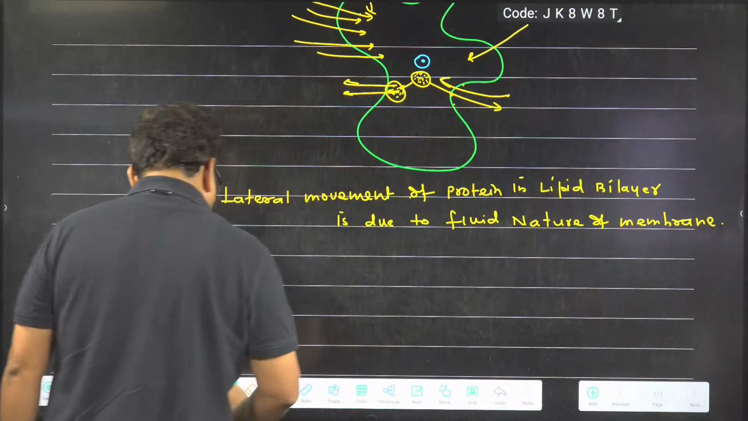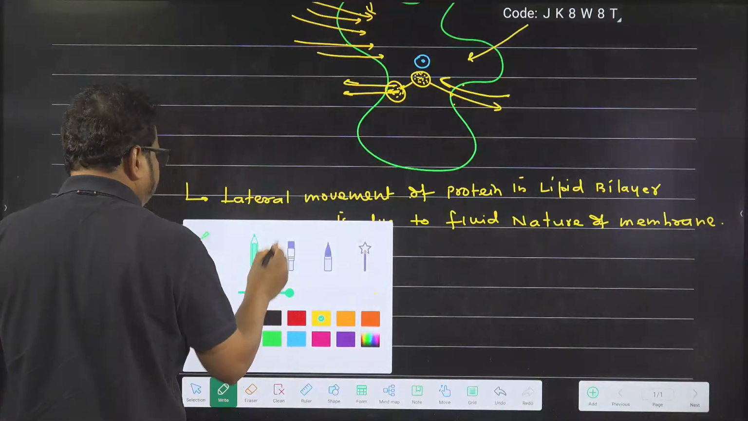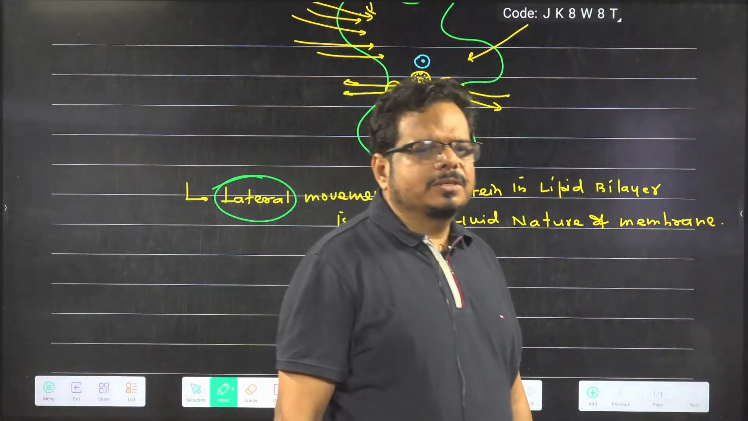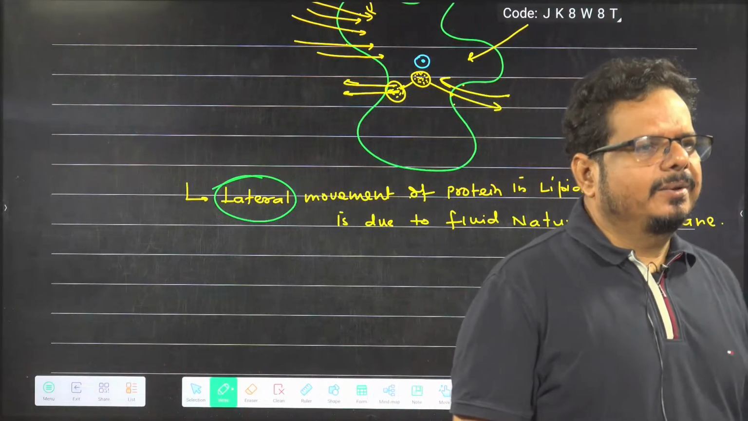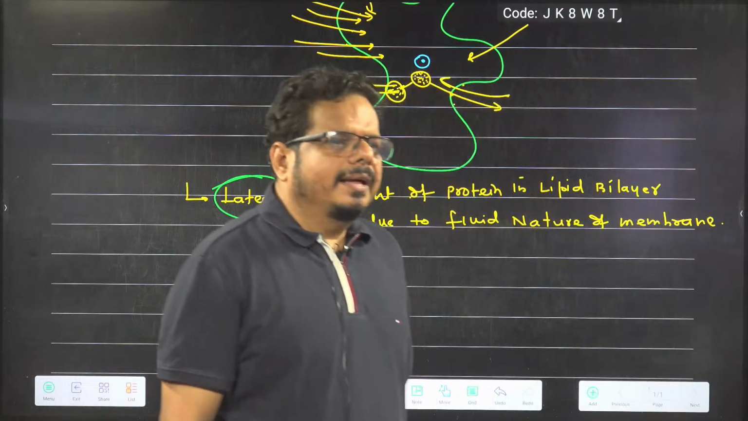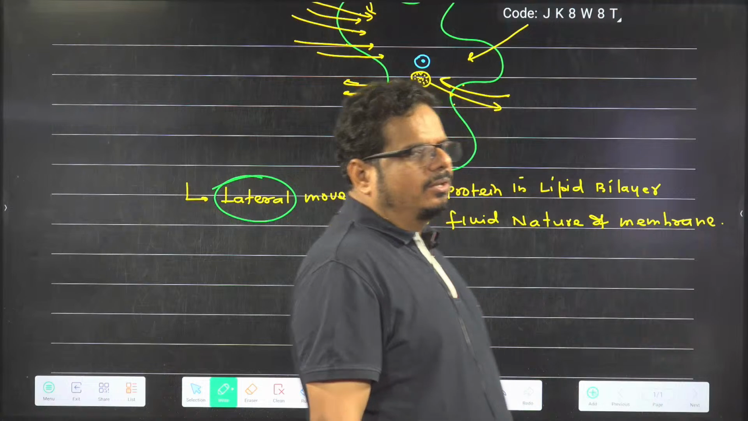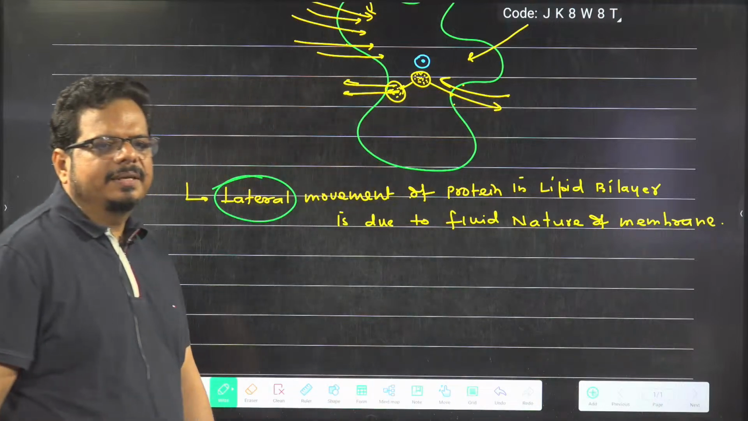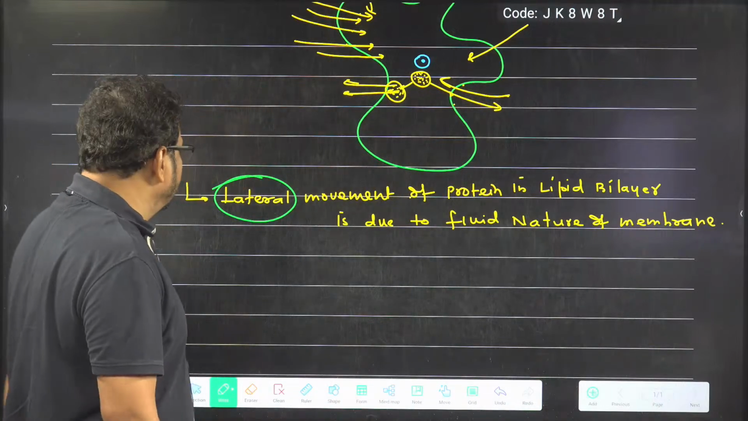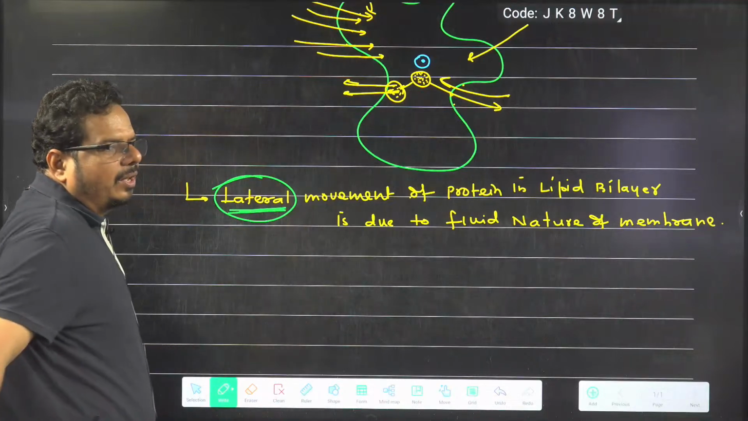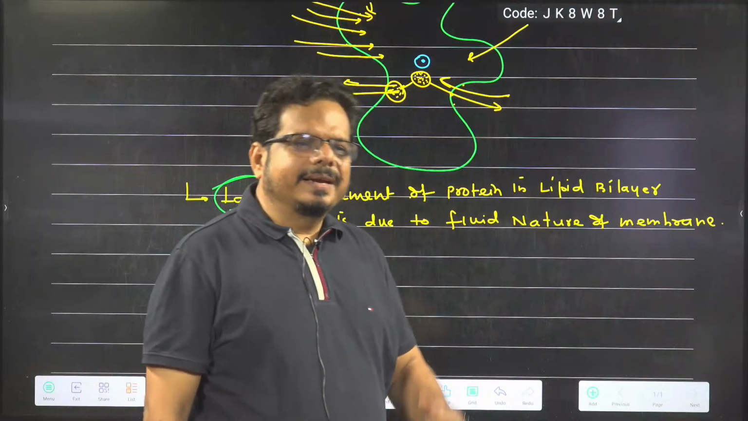Because lateral movement is not possible in solid. Lateral movement is not possible in solid. Are you getting the idea? Let me explain. Why is lateral movement not possible in solid? Lateral movement is only possible in which one? Lateral movement is only possible in liquid. Let me tell you how.